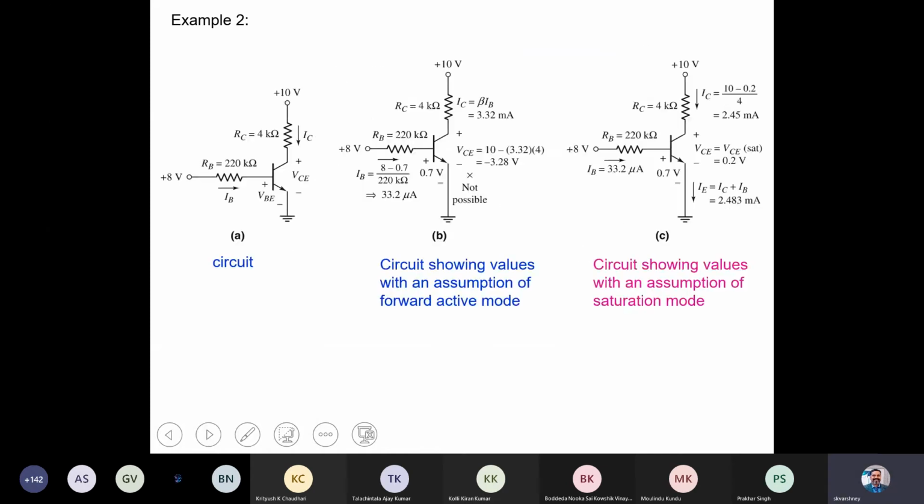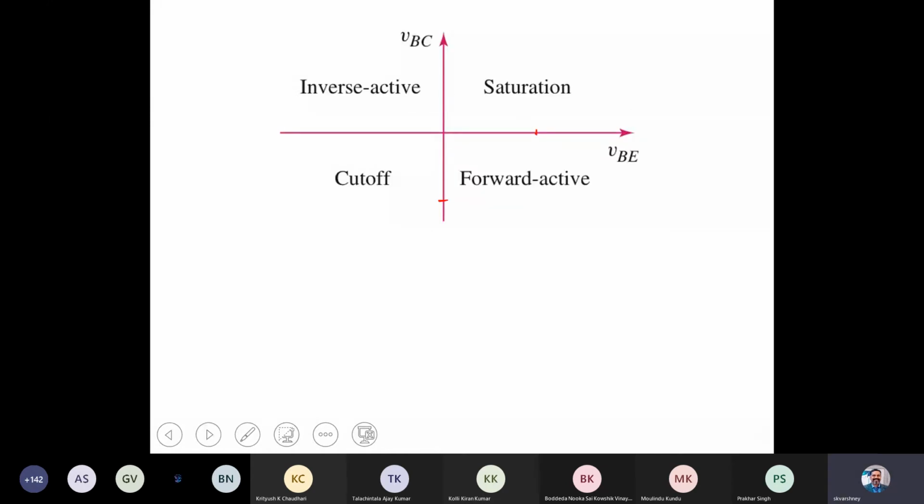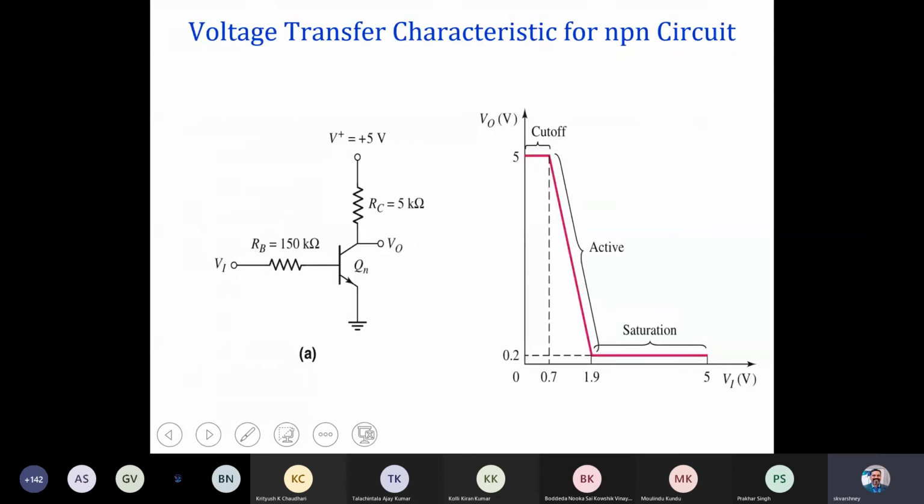Okay, so another important point. This is where all four quadrants are: forward active, saturation, inverse active, and cutoff. I think we have discussed this.